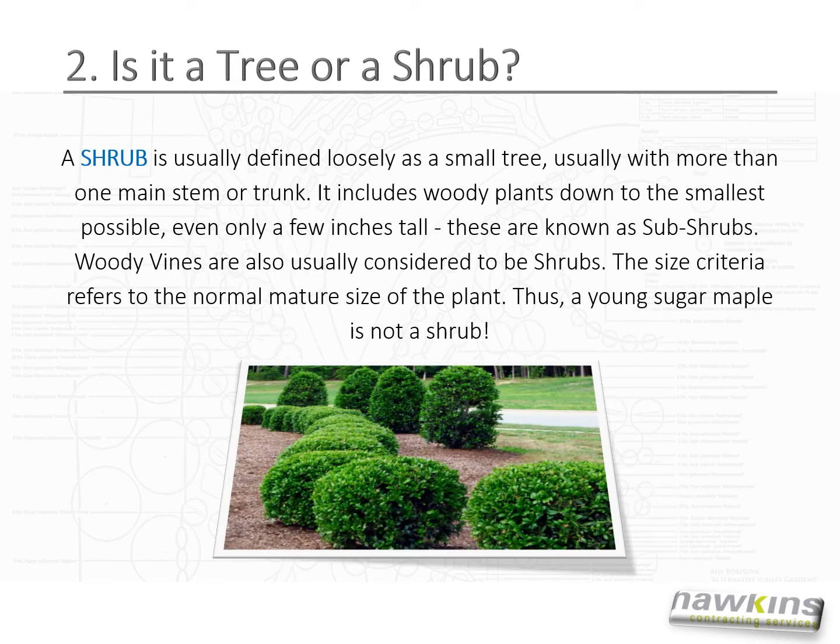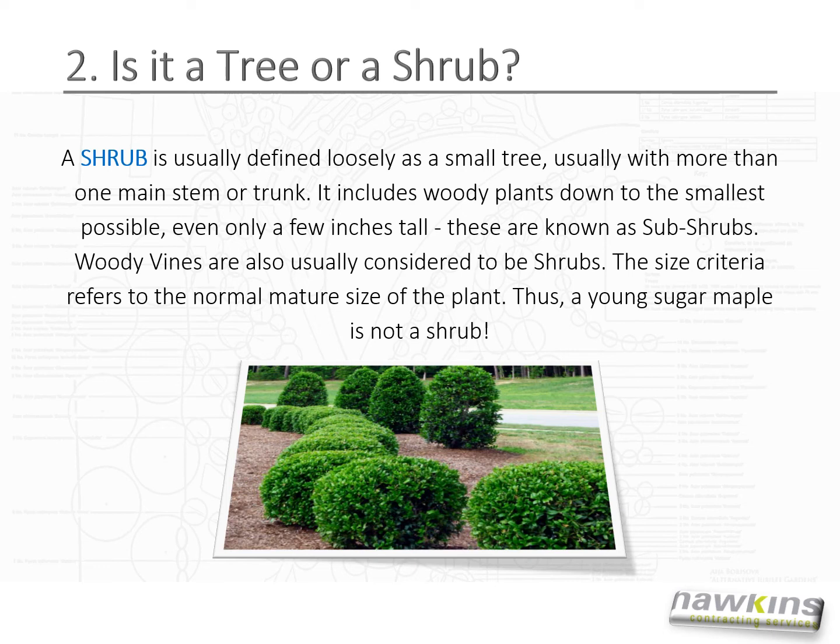Is it a tree or a shrub? A shrub is usually defined loosely as a small tree, usually with more than one main stem or trunk. It includes woody plants down to the smallest possible, even only a few inches tall. These are known as subshrubs. Woody vines are also usually considered to be shrubs.